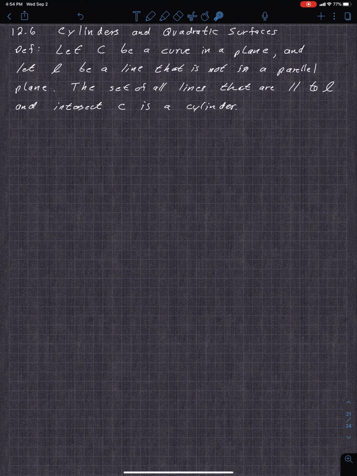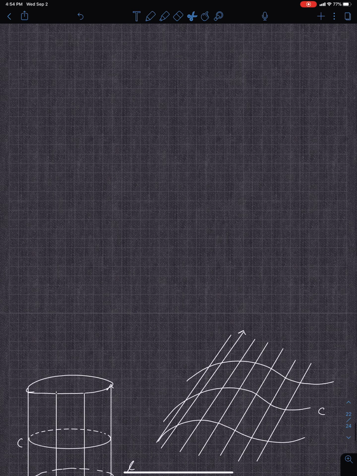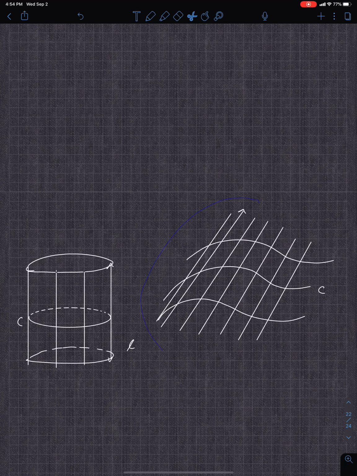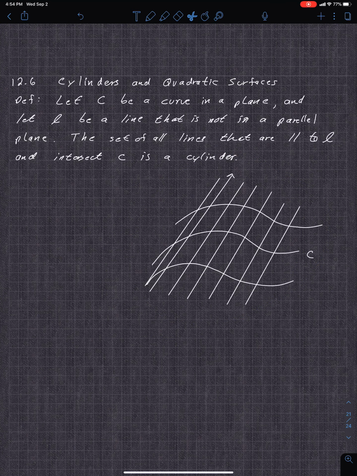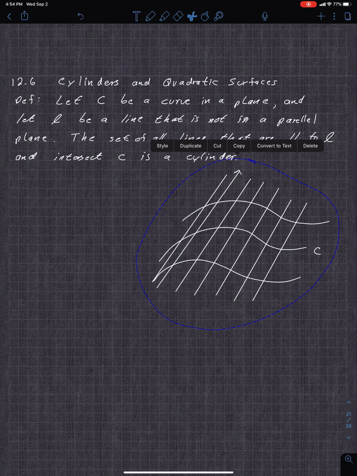The set of all lines that are parallel to L. So you start off with a curve and then a line, call that L. So it's the set of all lines parallel to that. So it's all of these, the ones I just basically drew, and intersect C is a cylinder. So I have down here that definition. So this is the concept. I drew it good before, so I figured I'd just copy and paste it here. Okay, so that's the general idea of a cylinder.